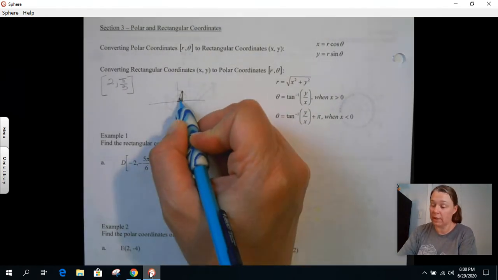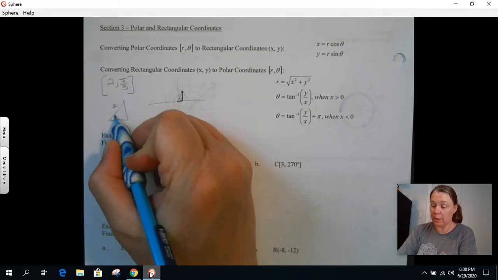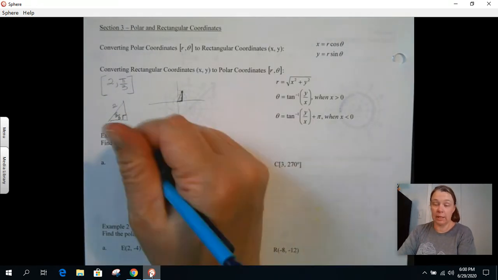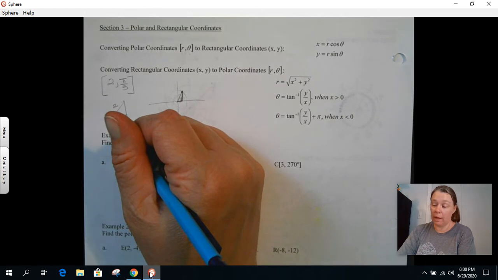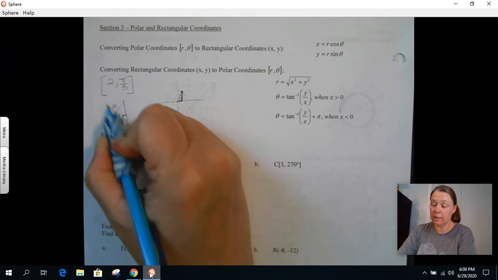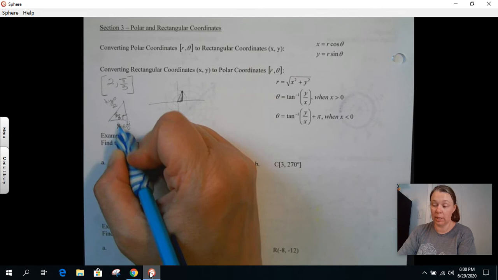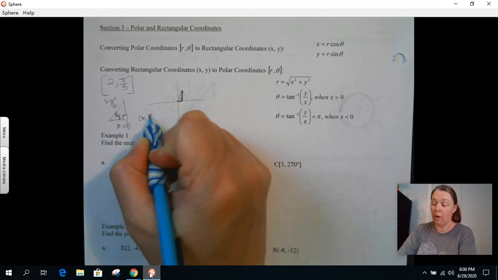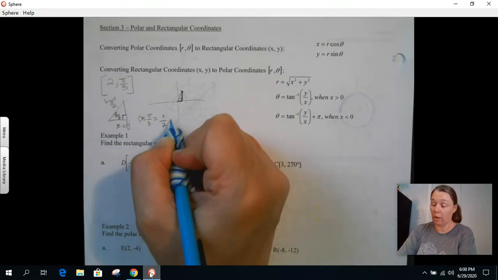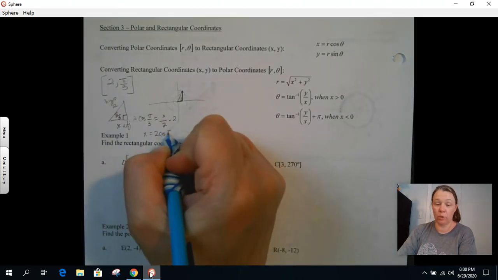You see how we have this right triangle. We know this is 2, and we know this angle is pi over 3. If I want to get this x value, then in relation to this angle, this is adjacent and this is hypotenuse. So I could say cosine of pi over 3 equals adjacent over hypotenuse, and to solve, I can multiply both sides by 2. So x would be 2 times the cosine of pi over 3.